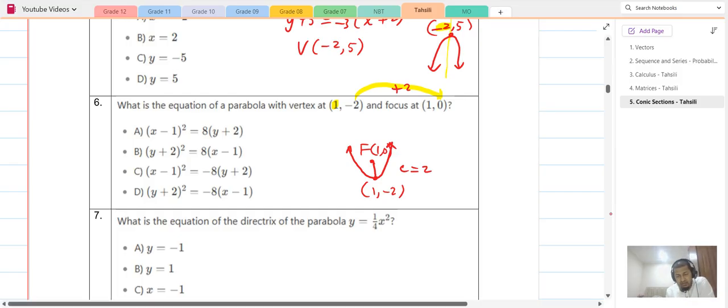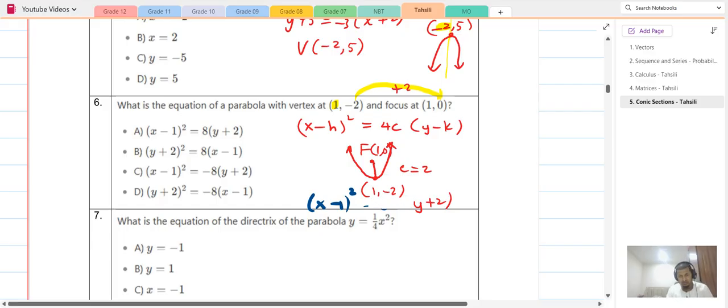So let's write this parabola in standard form. We get (x - h)² = 4c(y - k). Now h and k: h is 1, and for k you need to take the opposite sign and put it in there. We got the value of c, which is 2, so 4 times 2 is 8. So we have (x - 1)² = 8(y + 2). I hope you understood that.